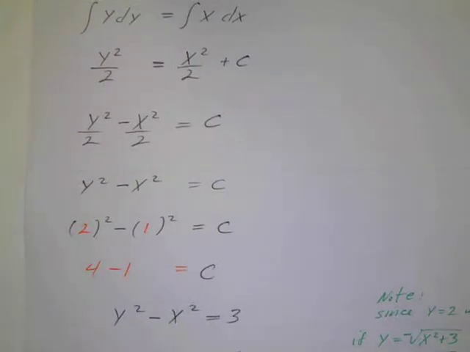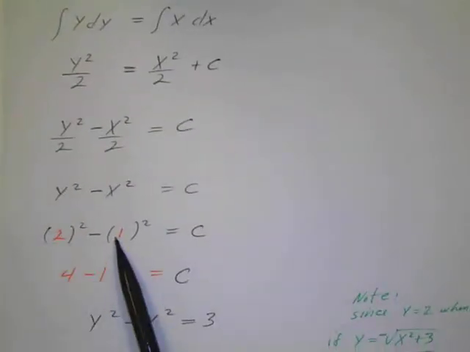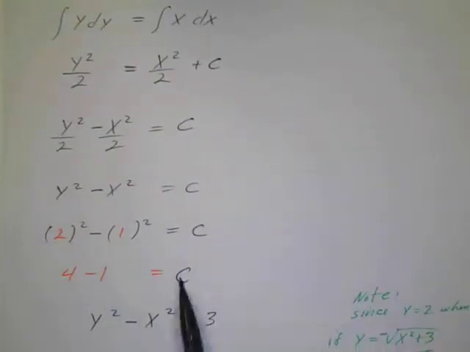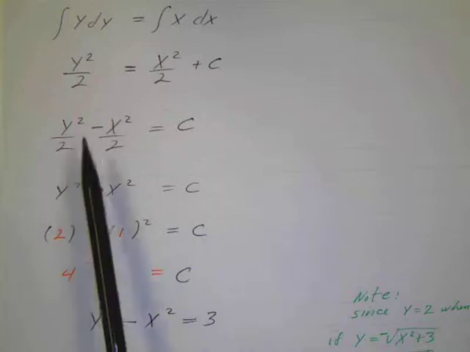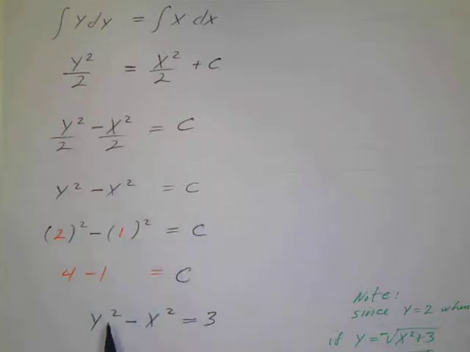Looks like it's going to be a hyperbola. Then we want to find out what c is. So y is 2 when x is 1. Remember from the above here, y is 2 when x is 1. So I'll put 2 for y, 1 for x. That's 4 minus 1, so that equals c. So c is 3, so I could rewrite it like this: y squared minus x squared equals 3.